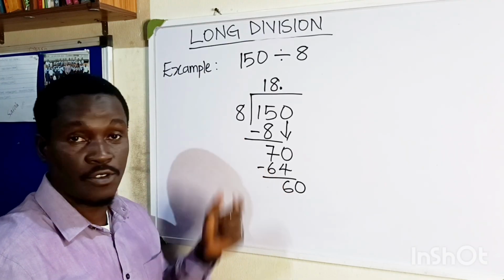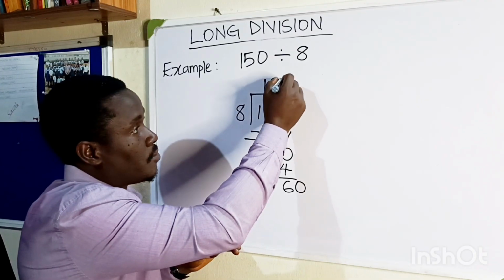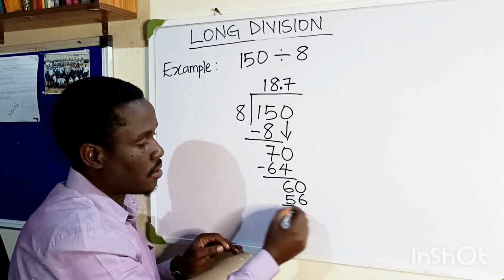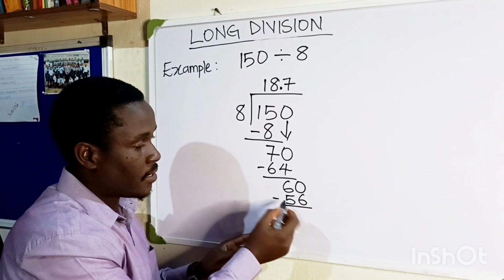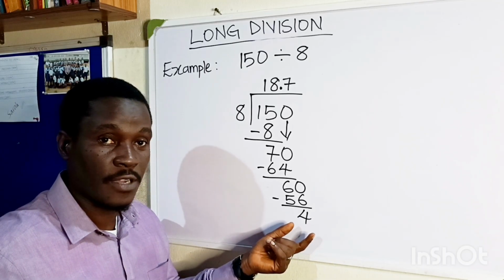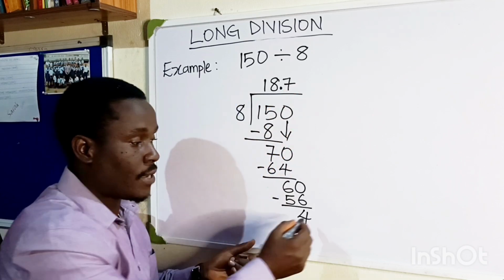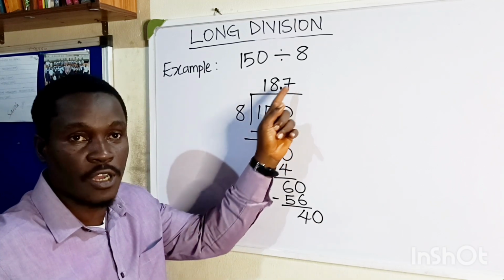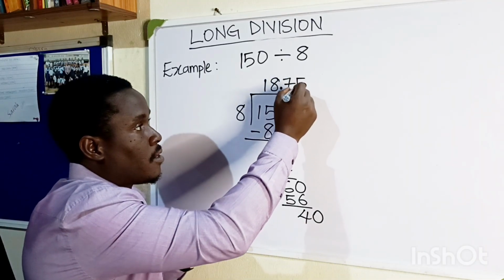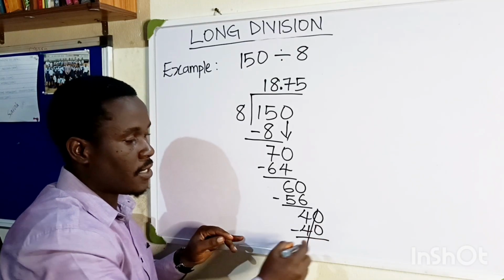60 divided by 8 is going to give us 7 because 8 multiplied by 7 is 56. 7 times 8, 56. And then we subtract again. 60 minus 56 is going to give us 4. Still, we have another situation again where we need to introduce a 0. But here, we are not going to add another point. Although we are going to put a 0 here, we are not going to introduce another decimal point. 40 divided by 8 is going to give us 5. 5 times 8 is going to give us 40. When you subtract them, they cancel out.